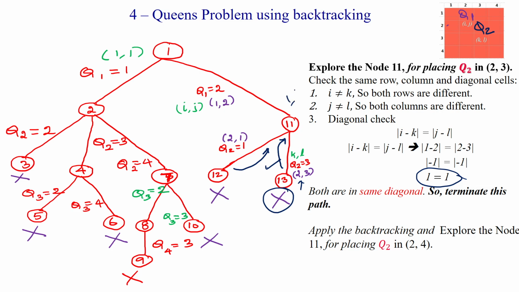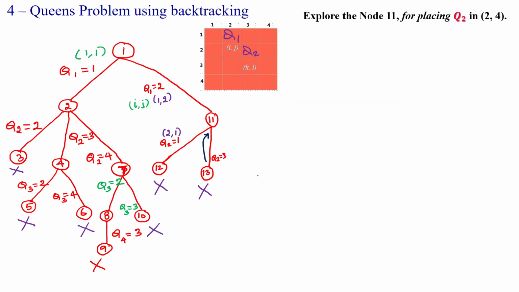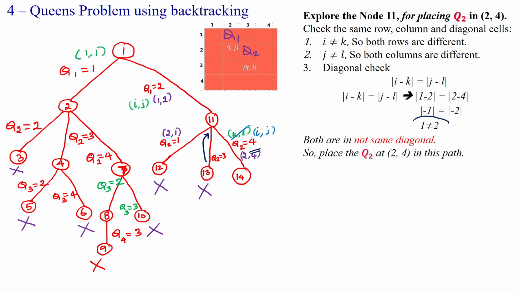First option is over, third column also over, now check the fourth column. So now I am checking the fourth column for node number 11. Then apply the same row, same column, same diagonal checking. When I am checking that by substituting the values in the formula, they are in different rows. So here q2 is removed from this position. Then we are placing q2 in the fourth column. Okay, so now queen 2 is placed.